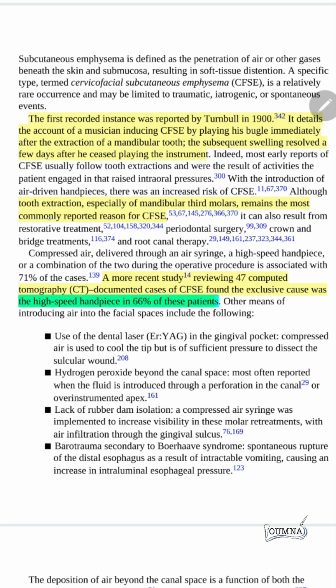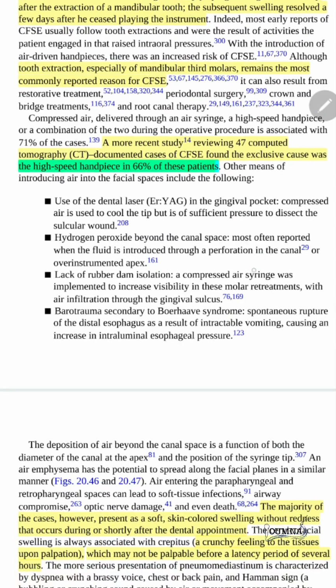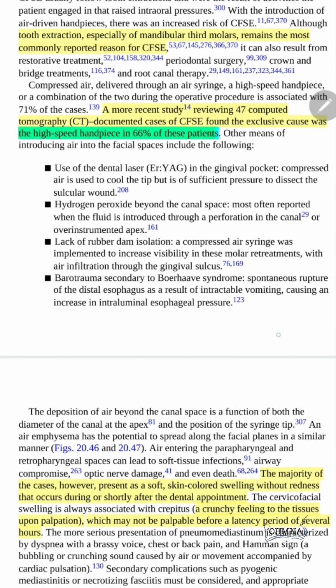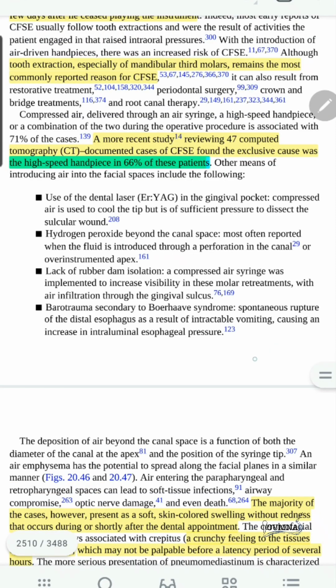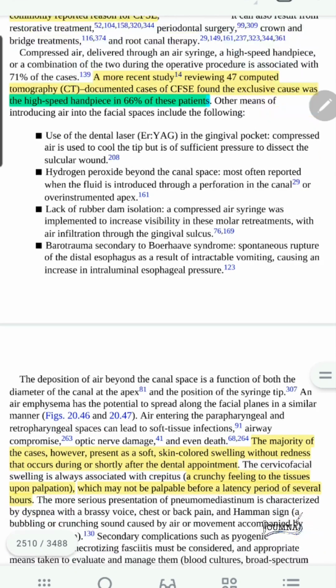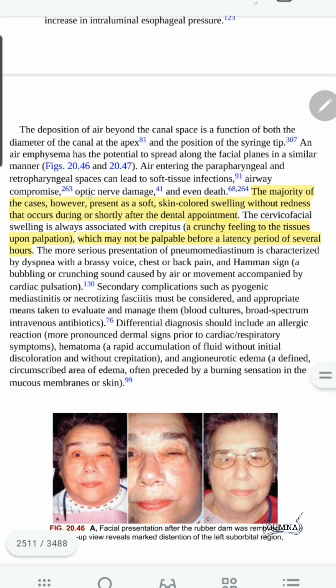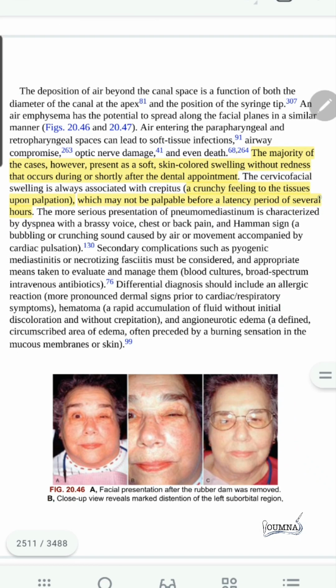So tooth extraction, especially of the mandibular third molars, remains the most commonly reported reason for this iatrogenic event. Also, using a high-speed handpiece was reported to cause 66% of the cases. The majority of the cases present as a soft skin-colored swelling without redness and without pain.